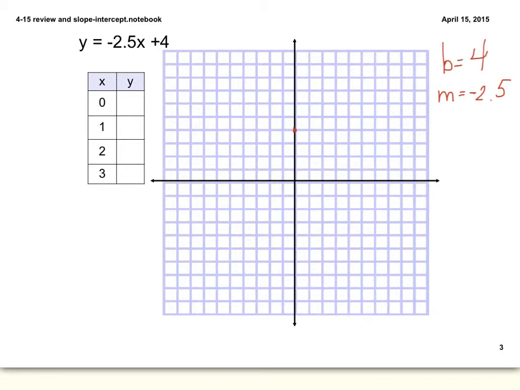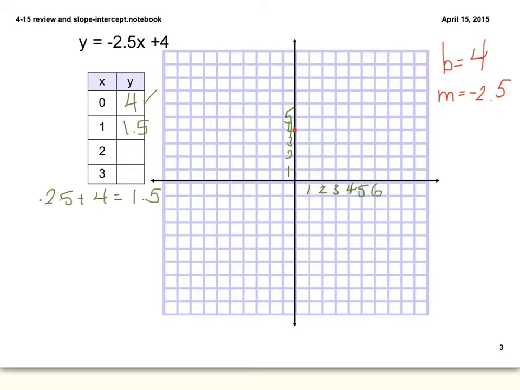So I'm going to go ahead and plot that point. I think we're right. Let's just go ahead and see what happens. Go ahead and fill in your table. So the first one, always choose 0 and 1. It couldn't get any easier than that. So negative 2.5 times 0 gives me 0 plus 4, 0, 4. So we can check that one off. We're right about that. Negative 2.5 times 1 is just negative 2.5 plus 4 gives me 1.5.